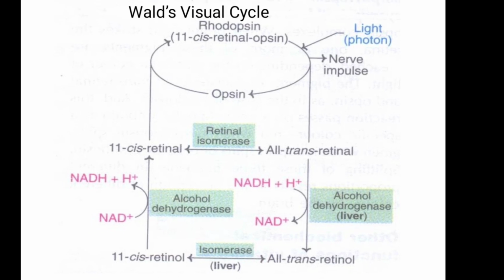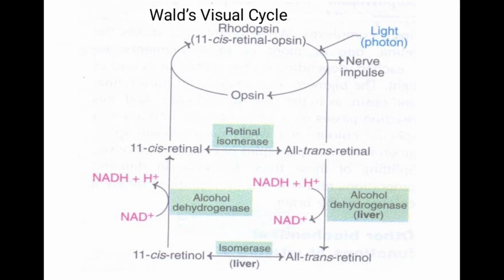This is the Wald visual cycle. So what happens? Rhodopsin, when exposed to sunlight or light, undergoes a series of photochemical isomerizations, resulting in bleaching of the visual pigment and release of all-trans retinol and opsin. We can see that rhodopsin, which is 11-cis retinol and opsin, in the presence of light undergoes photochemical isomerization.